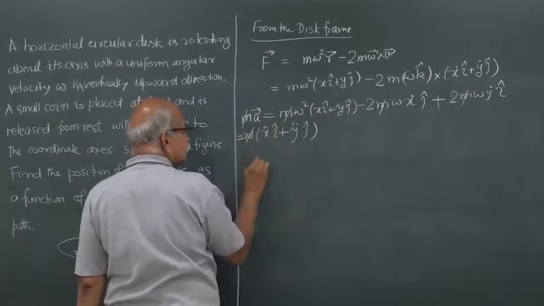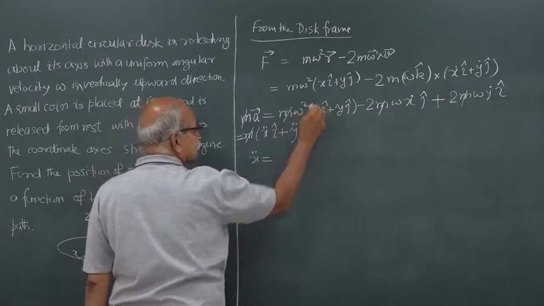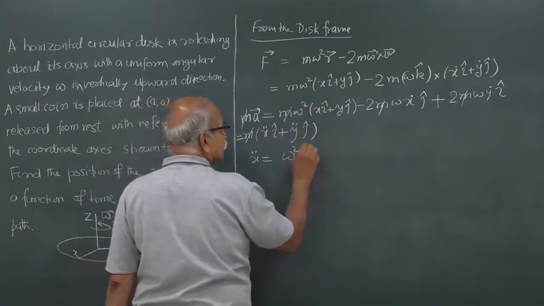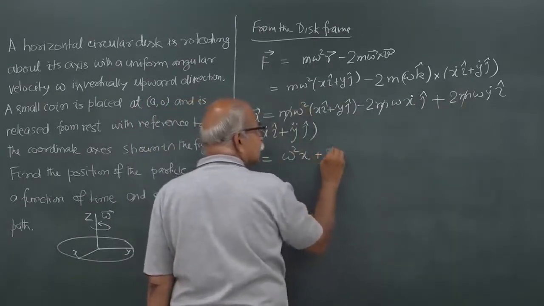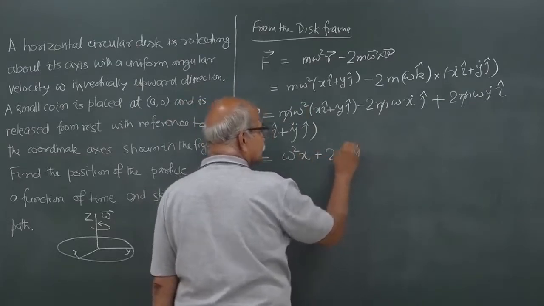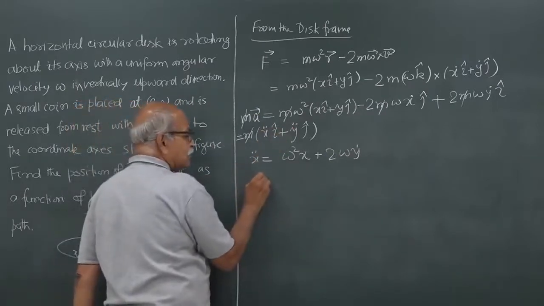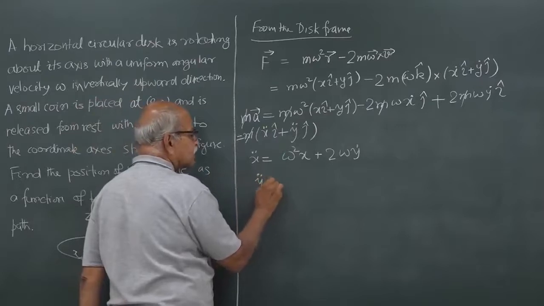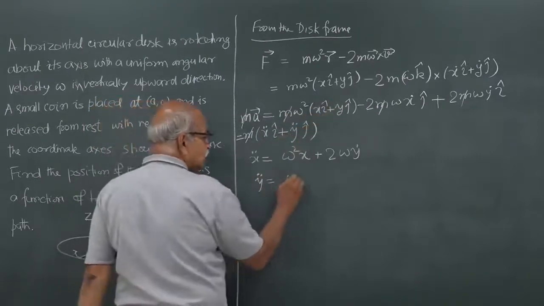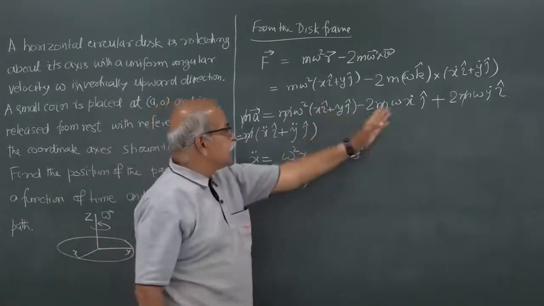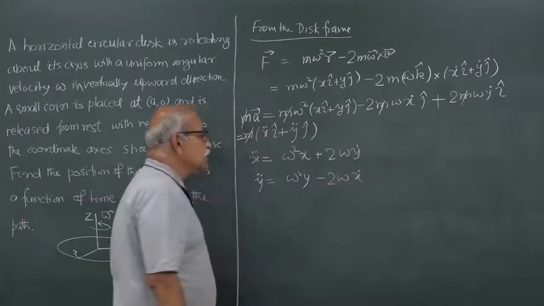X double dot is equal to omega square x I cap, plus 2 times omega y dot. So that is x double dot, then y double dot, the y component of the acceleration as seen from the disk frame, j cap: omega square y, and then j cap is here, minus 2 omega x dot. These are the two equations.